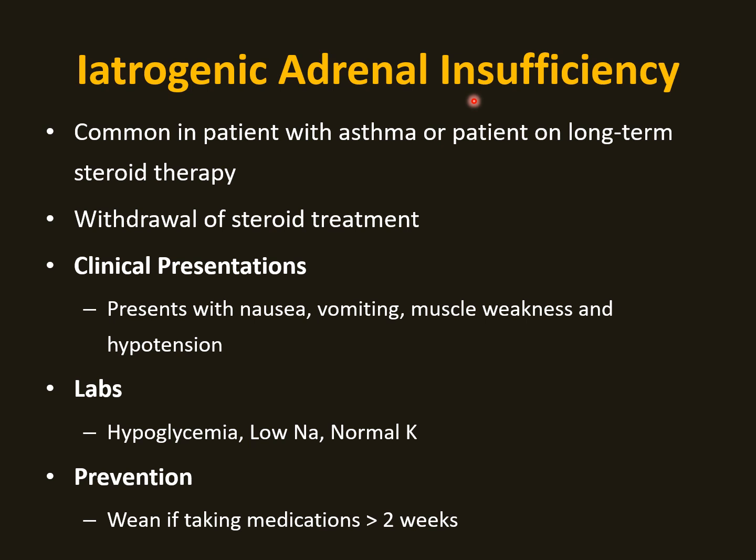Iatrogenic adrenal insufficiency is commonly seen in patients with severe asthma receiving a high inhaled dose or oral steroid, or patients receiving oral steroid for a long time, like in cases of nephrotic syndrome. Sudden withdrawal of steroids can cause adrenal insufficiency. Patients may present with nausea, vomiting, muscle weakness, and hypotension. Laboratory may show hypoglycemia, low sodium, and in this case the potassium will be normal.